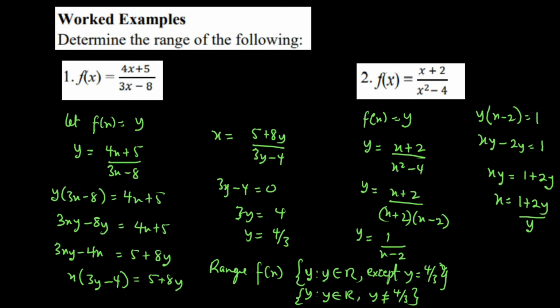So in stating the range will be y such that y is a member of R, but y must not be equal to 0, and that will be the range for question number 2, f of x equal to x plus 2 all over x squared minus 4, x squared minus 4.